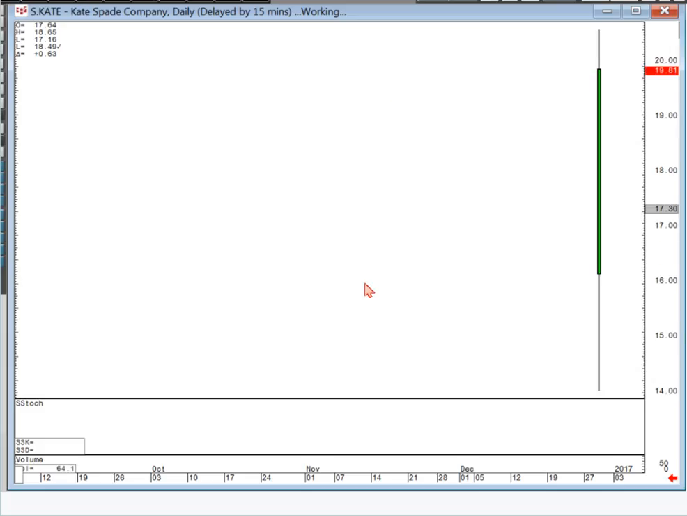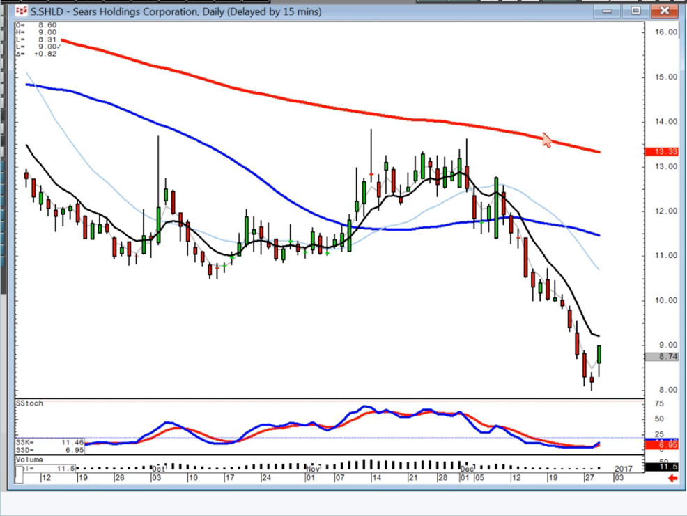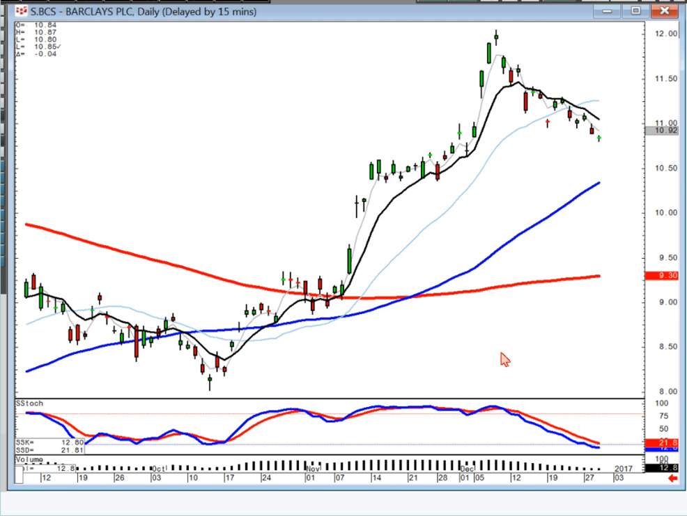And Kate, yeah, I'd look for a 45 degree to come off of here. And the bigger this signal, the more compelling a reversal has started. And Sears holding. Another one that if you had been short, you would have covered it today. You don't go long until you see they can get it up above the T line. Barclays, stay short.